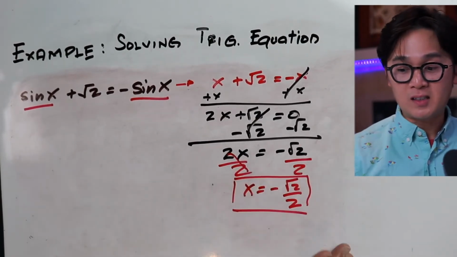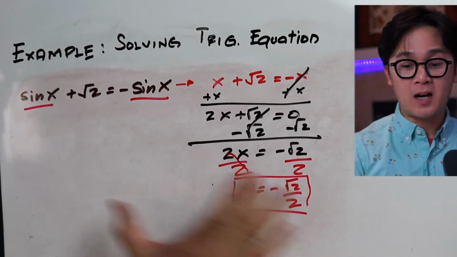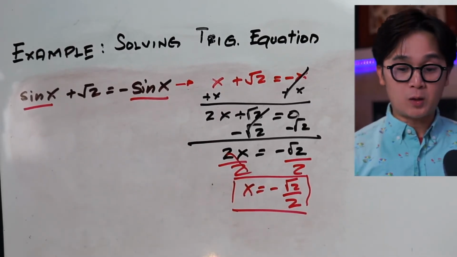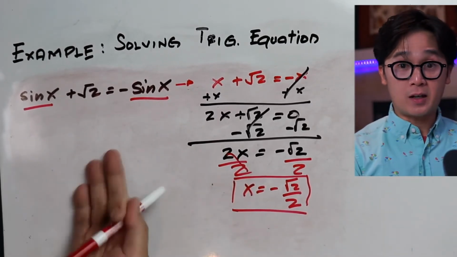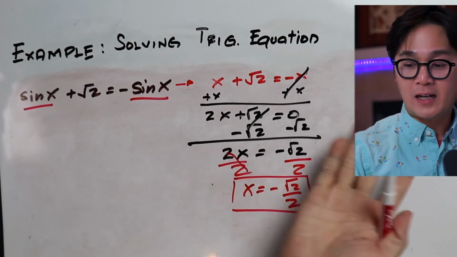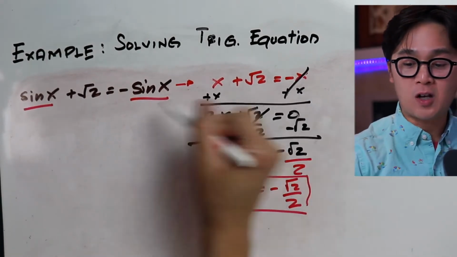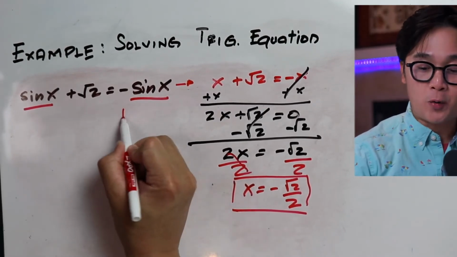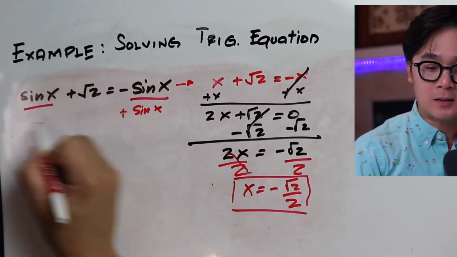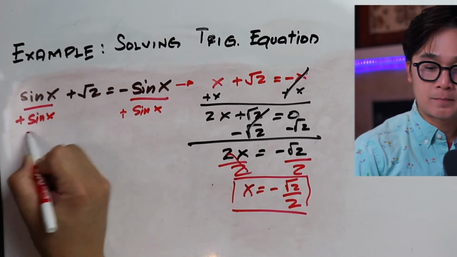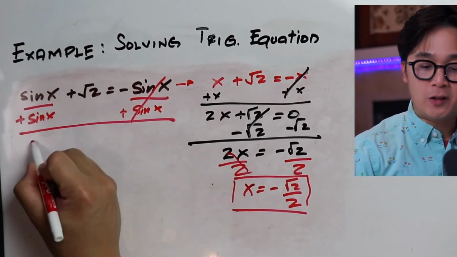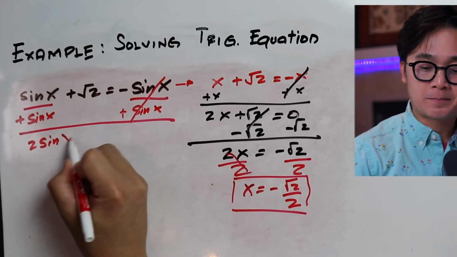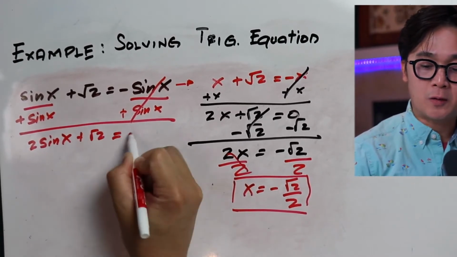which, basically, the thought process we did in algebra will be the same process that we're going to be using in solving this problem. So, just like what we did here, if we are going to solve for x, we're going to solve for sine x this time. So we'll add sine x on both sides, and you'll have 2 sine x plus square root of 2 is equal to 0.